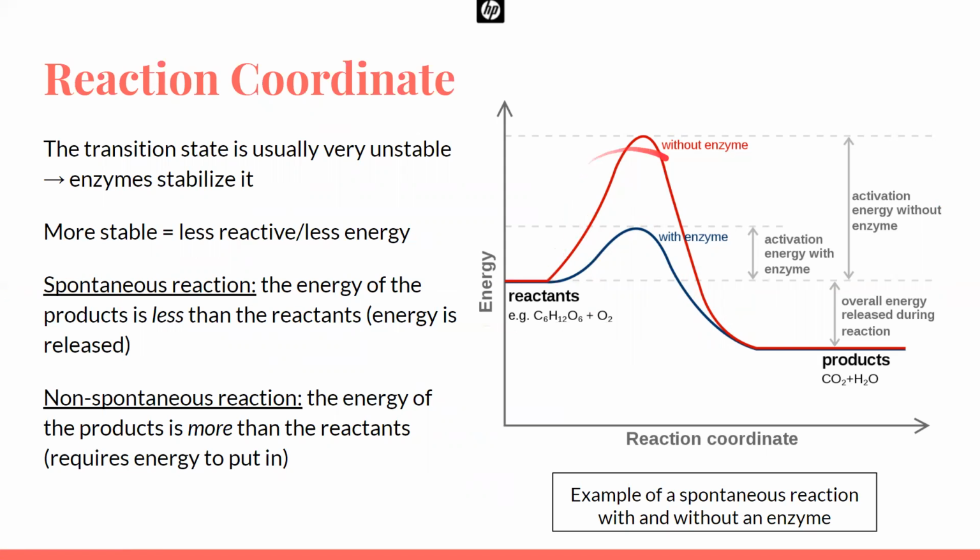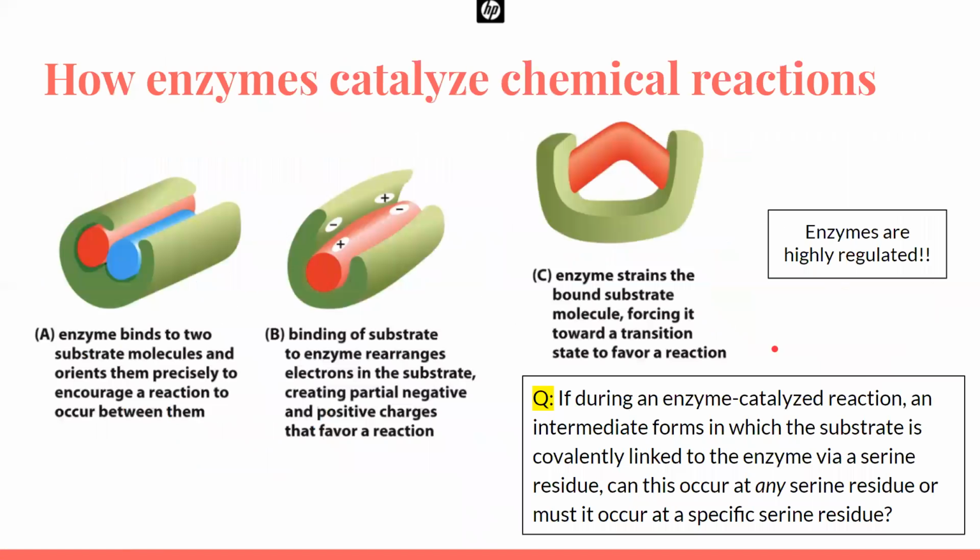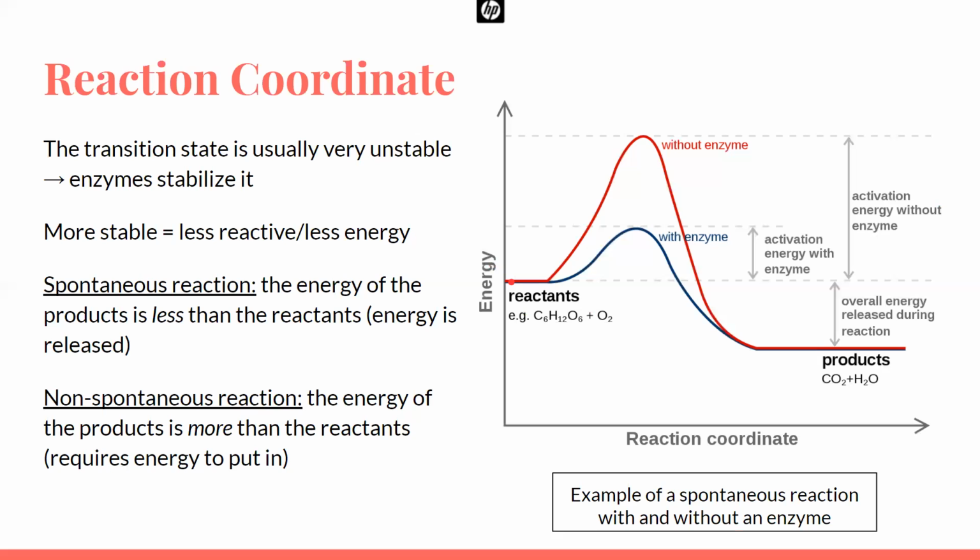So this red line is without the enzyme. It takes a lot more energy to get over this hump for products to occur. And then the blue line is with the enzyme.